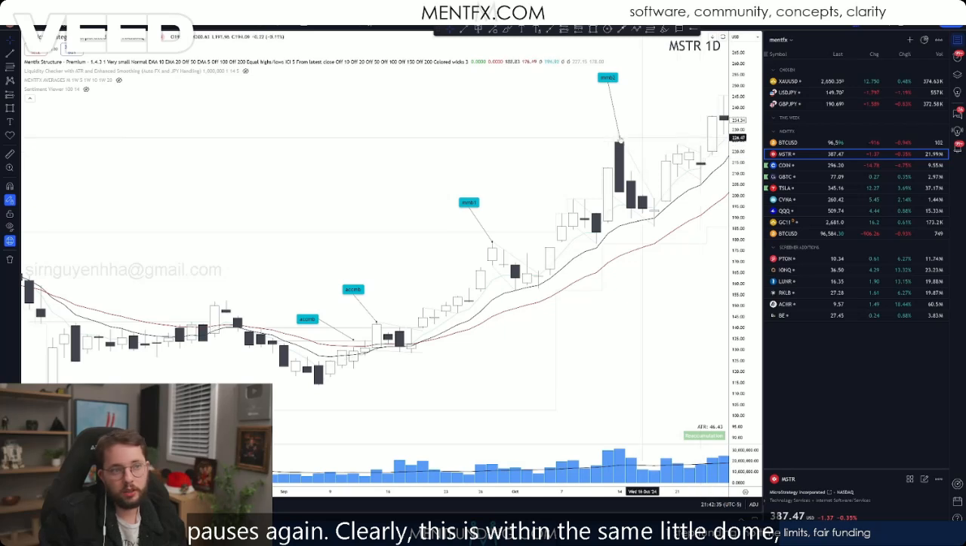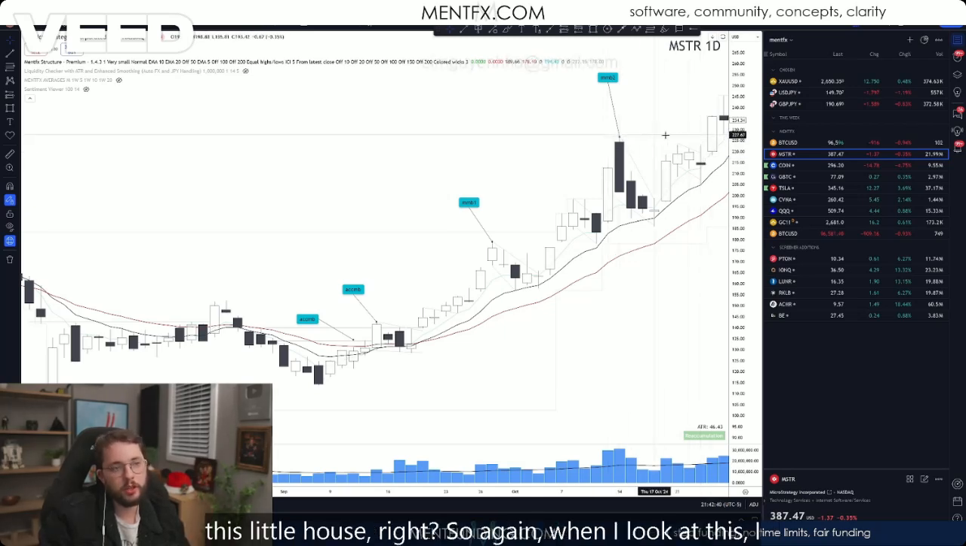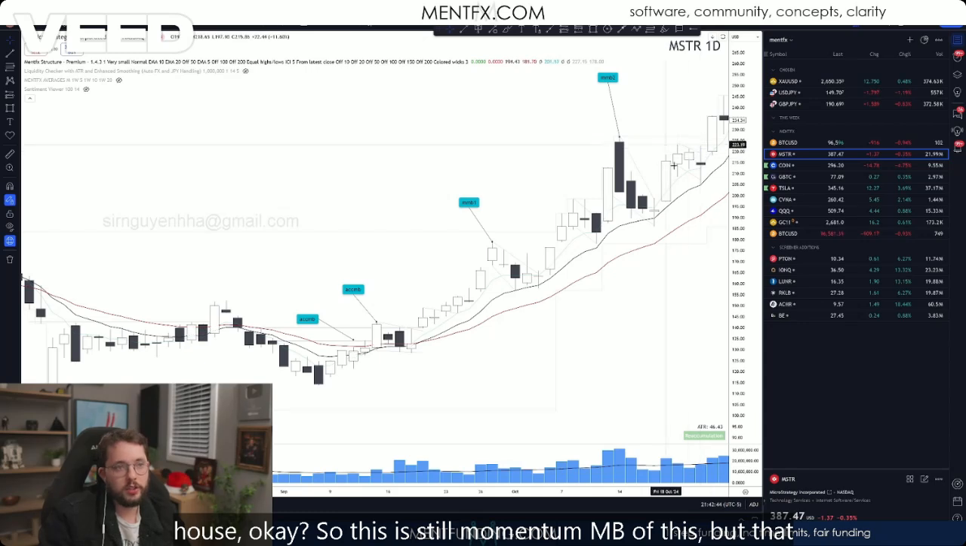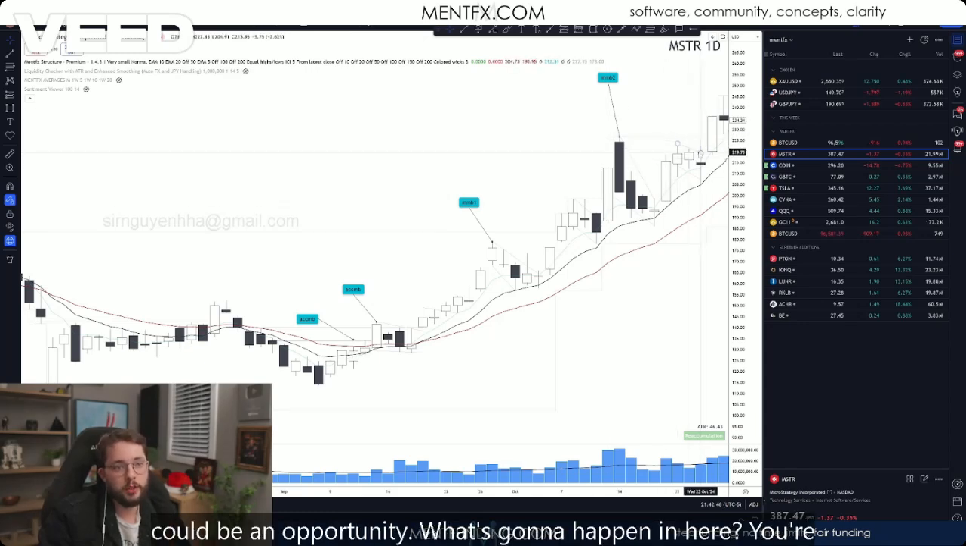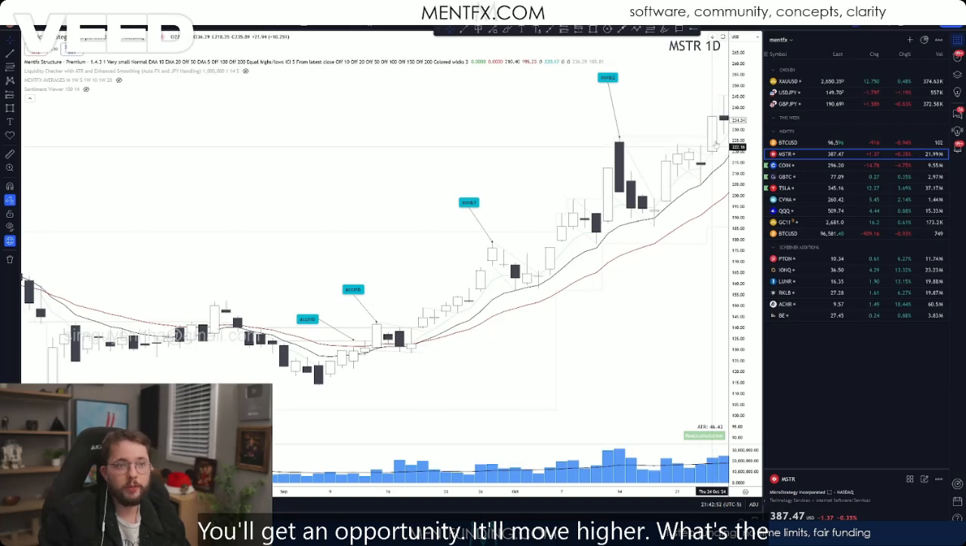It pauses again. Clearly, this is within the same little dome, this little house. So when I look at this high, I think of it as a house. It's still within that house. So this is still momentum MB of this, but that could be an opportunity. What's going to happen in here? You're going to build up accumulation MBs, maybe even a momentum MB. You'll get an opportunity, and it'll move higher.